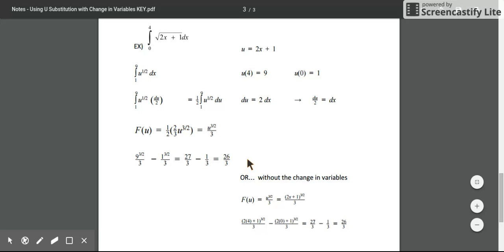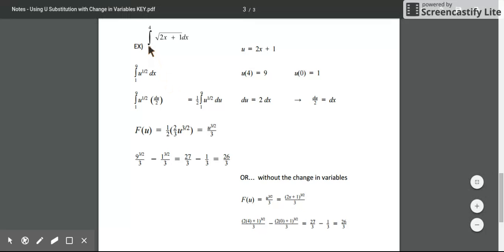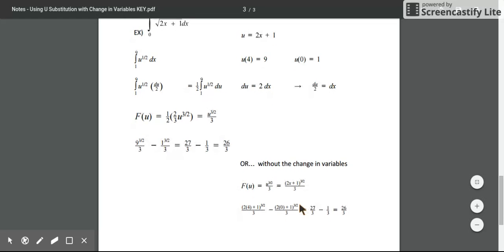And again, we could do that slightly differently without using that change of variable. If I want to back substitute my u into my antiderivative and then use my original upper and lower limits to evaluate using the fundamental theorem, we could do that, and we should end up with the exact same answer.